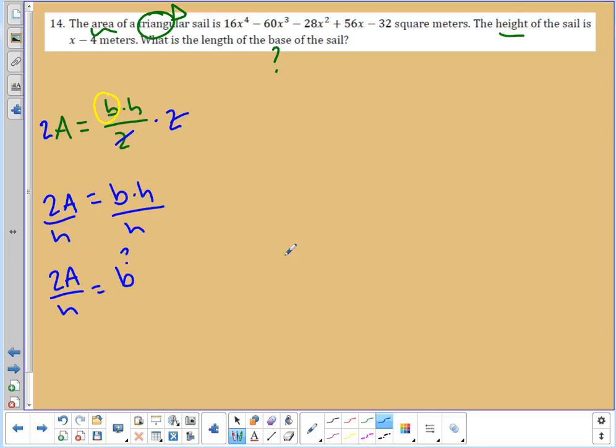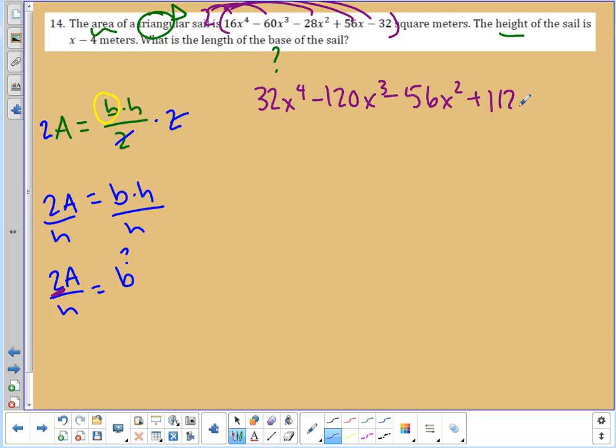Base question. That's what I'm trying to find. So the reason I bring that up is because you need to actually take your area and double it because of that factor of 2 there. So I'm going to multiply my area by 2, distributing 2 all the way through, and I end up with 32x to the 4th minus 120x to the 3rd minus 56x squared plus 112x minus 64. That's the number that I have to divide. I'm dividing by x minus 4 equaling 0, x equals 4.